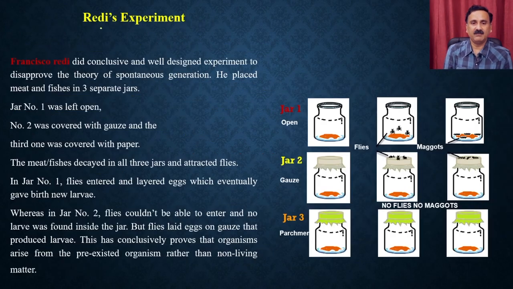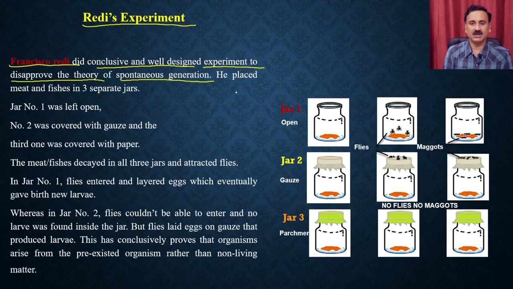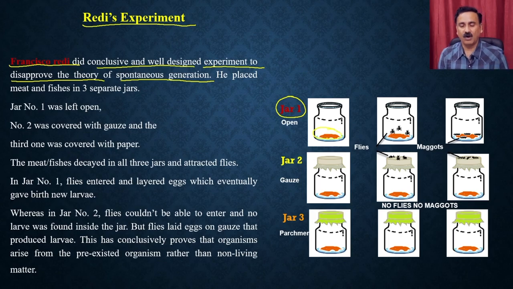The first experiment was done by Francisco Redi. Redi did a conclusive and well-defined experiment to disprove the theory of spontaneous generation. He took rotten meat. He boiled that meat so that it becomes soft, and then it gets rotten. He put the meat into three jars, and he kept the first jar open.